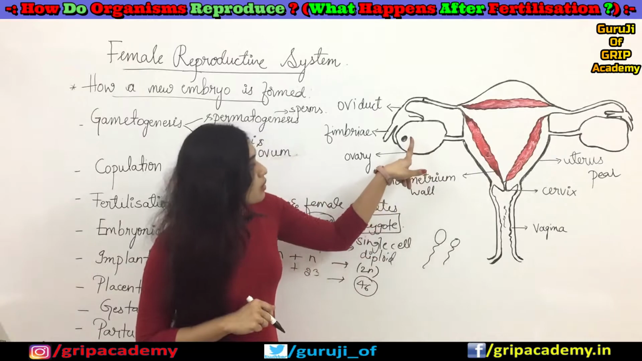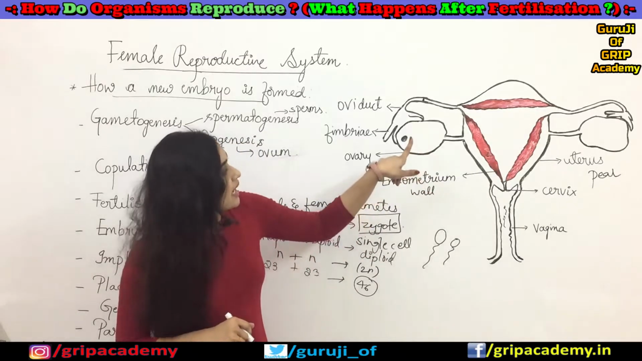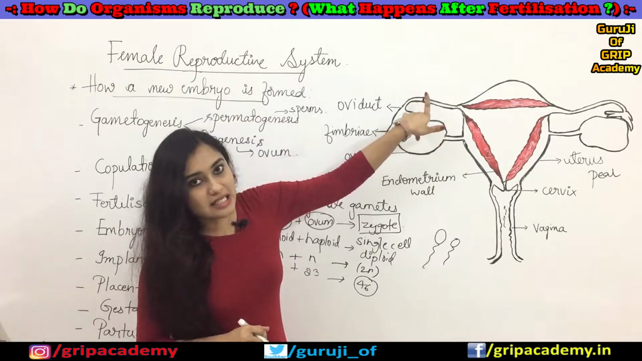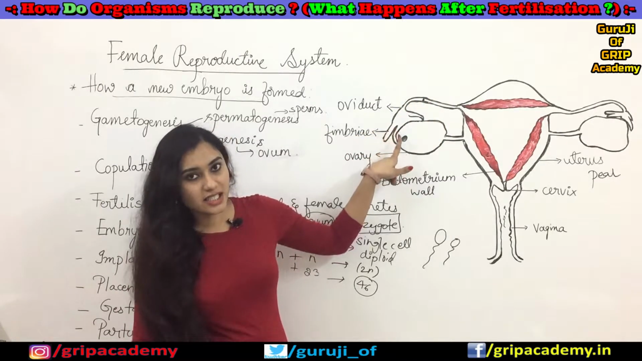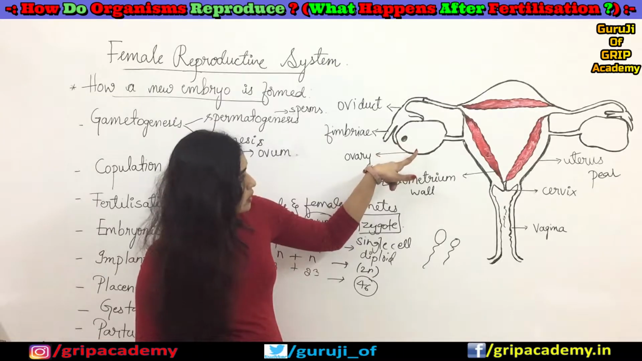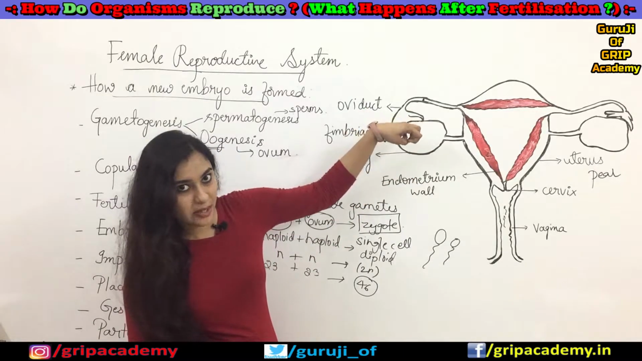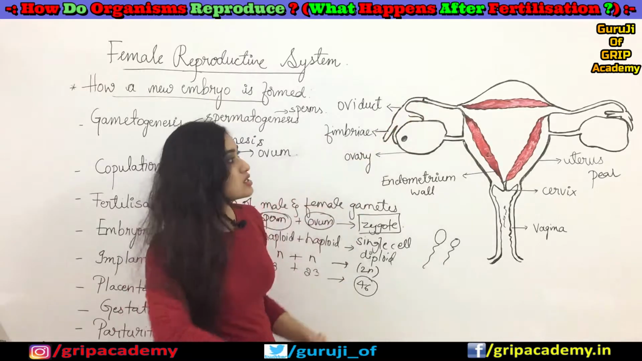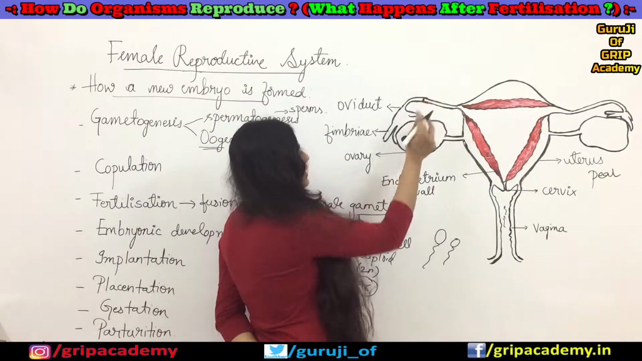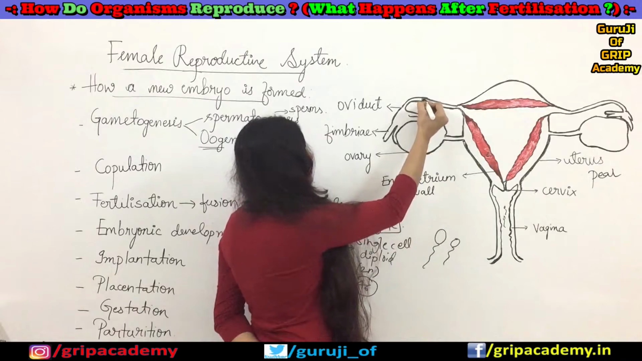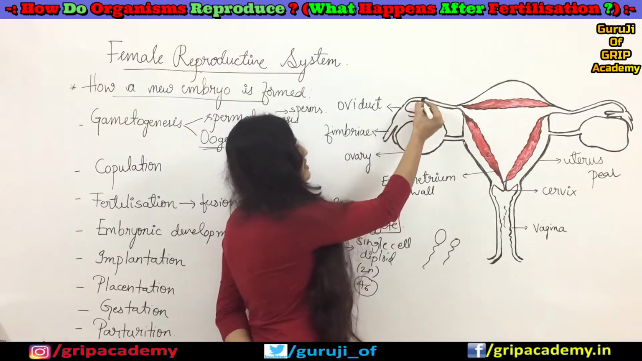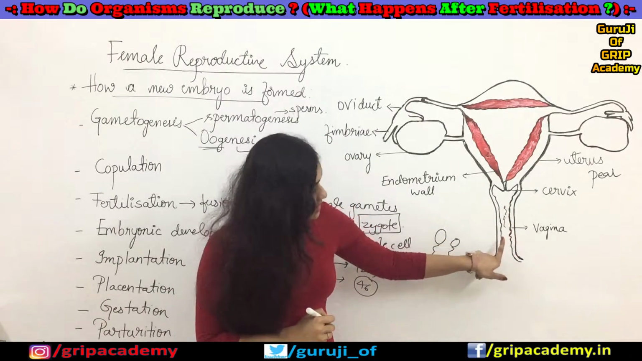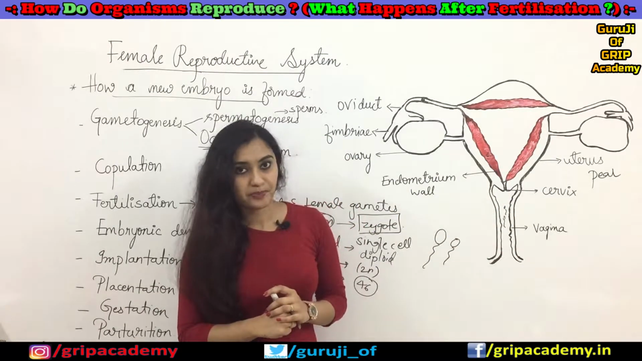Okay, so the egg was released by this ovary and it was taken up by this fimbriae and kept here in this oviduct, right? So here the egg which was produced by the ovary was taken up by this fimbriae, nothing but it was received by this oviduct, correct? So now your egg is here. The egg which was produced by the ovaries is here and the sperms have entered the female reproductive part.